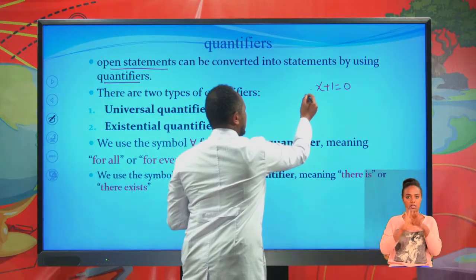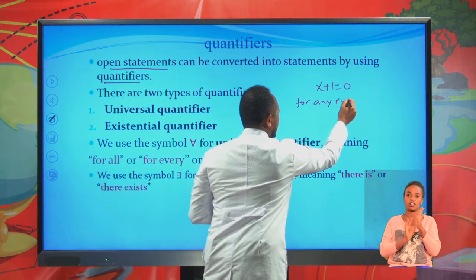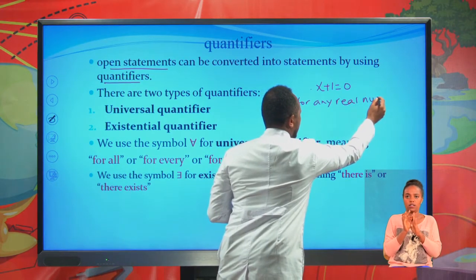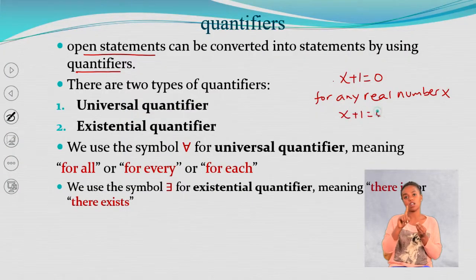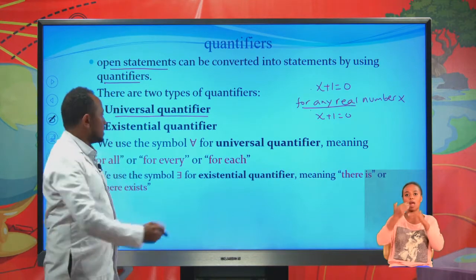If I say this one, for any real number, x plus 1 is equal to 0. This becomes a statement because its truth value is false. For any real number, this cannot be 0. For example, if you take 4, 4 plus 1 is not 0. So I convert this open statement by using this "for any real number." So this "for any real number" is a quantifier. Therefore, there are two types of quantifiers. The first one is the universal quantifier, and the second one is the existential quantifier.